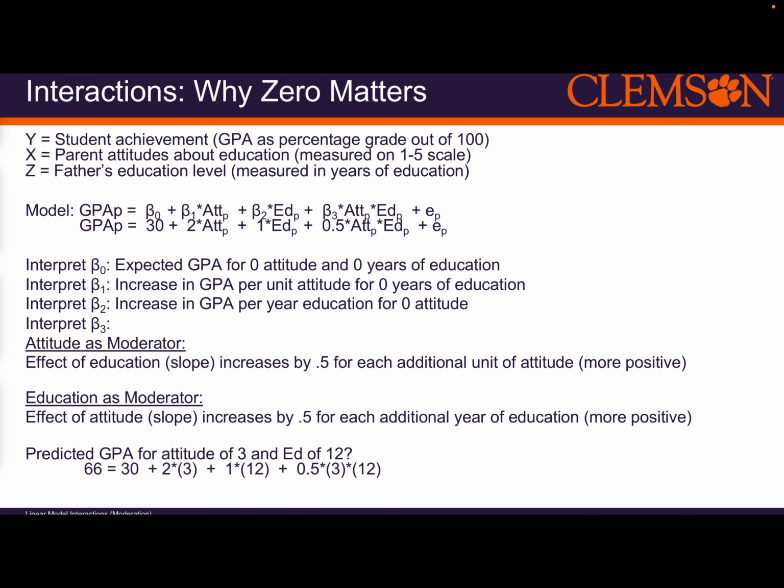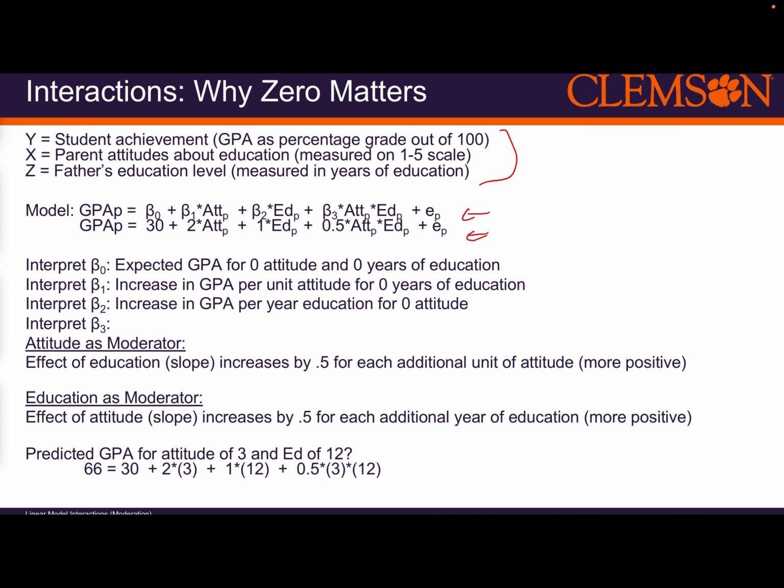Again, these are the 3 variables: y being the GPA of a student as a percentage grade out of 100, x being a parent's attitude about education, again measured on that 1 to 5 scale, and z being a father's level of education as measured in years of education. So here's our overall model. Here's our model with the coefficients that we just plugged in.